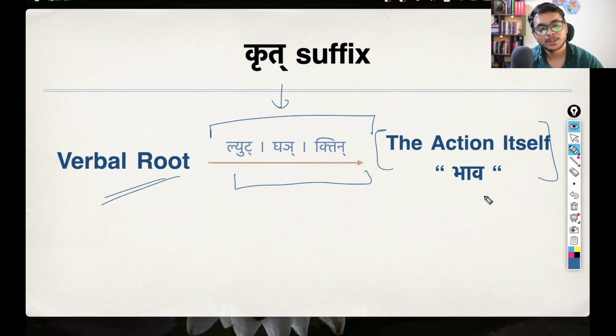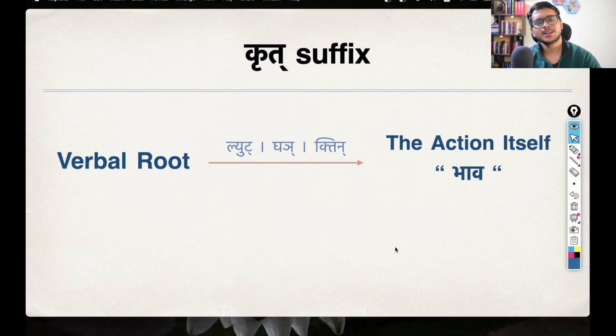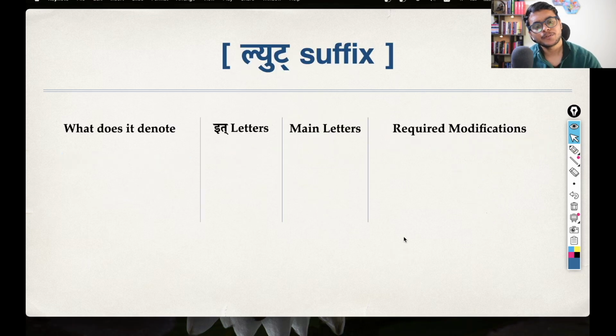And what does that pratipadika denote? That pratipadika generally denotes the action itself, that is the bhava. In Sanskrit we say the bhava. Okay, so these suffixes do other things also, but the main thing that they do is, from a verbal root, they create a new pratipadika with this meaning: the action itself, the bhava. And again, all these things will become even more clear when we take the examples.